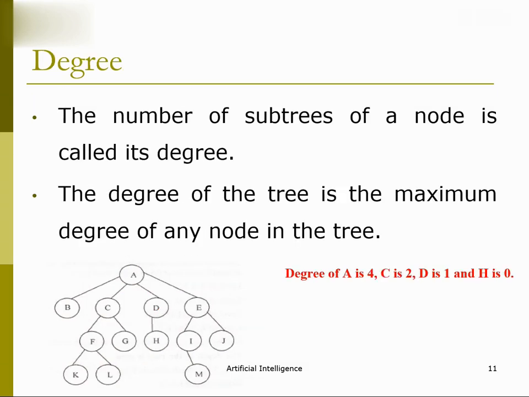A degree is the number of subtrees of a node. For example, the degree of A is 4. We have 4 subtrees in it, like this. And the degree of D is 1. It's having only 1 subtree. The degree of E is 2. It has 2 subtrees in it.